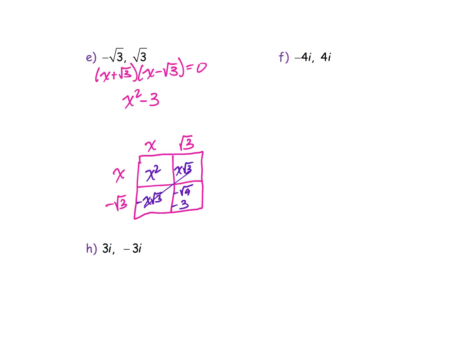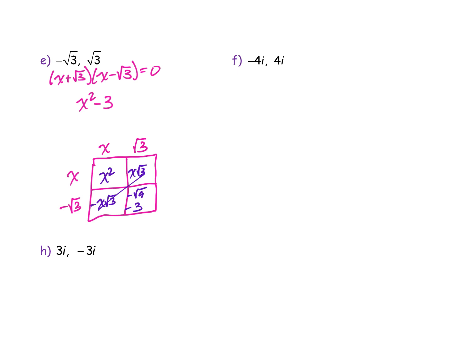Okay, and then the F with the i's, you get x squared plus 16. So if you multiply that out, you probably got the things canceled out, right? And that last one, 4i times negative 4i gives you negative 16i squared. But remember, what does i squared equal?